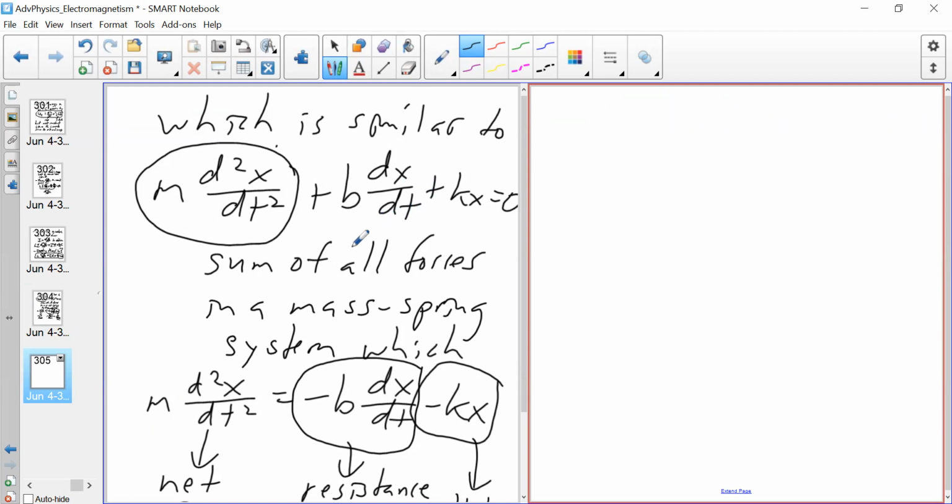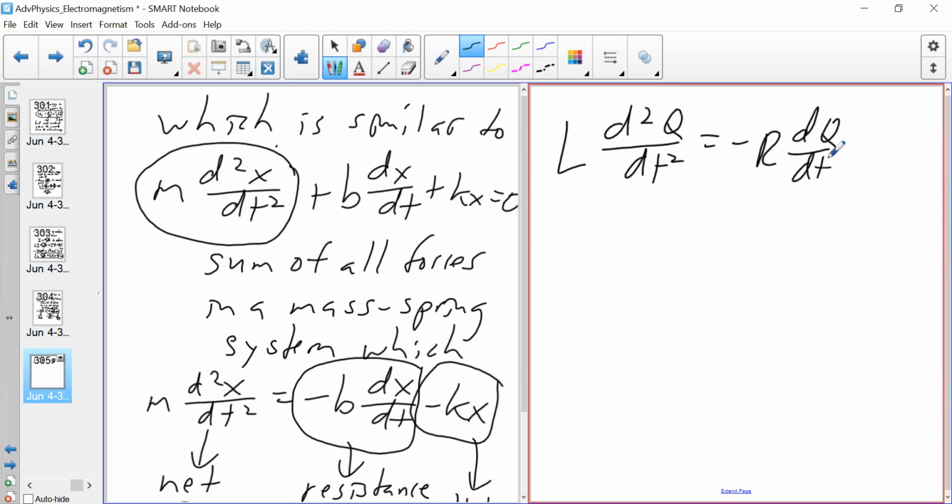So let's see. If we now take the analog, we can say L d squared q over dt squared equals negative R dq dt minus q over C. We can approximate L as the mass. Remember, see the analog here. L is like a mass. It's not mass, but it's analogous to it. And if you think about what the inductor does, it creates its own EMF. It bobs back and forth, bobs and weaves, right?